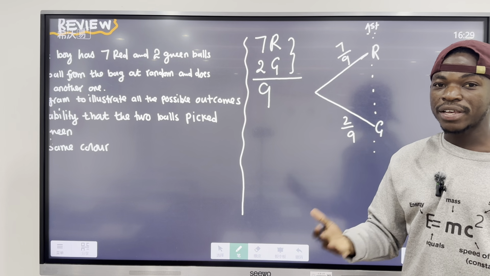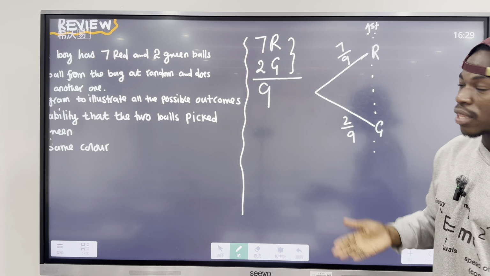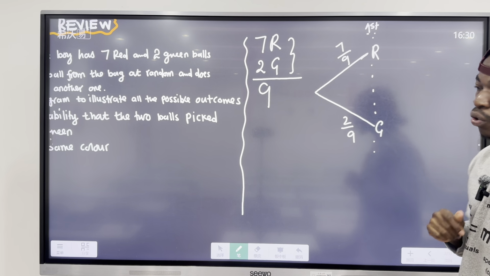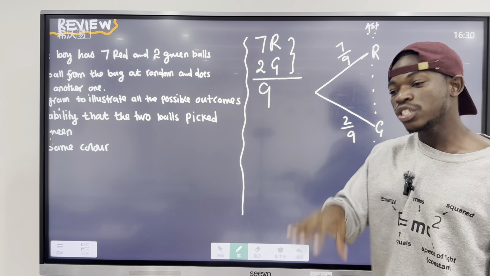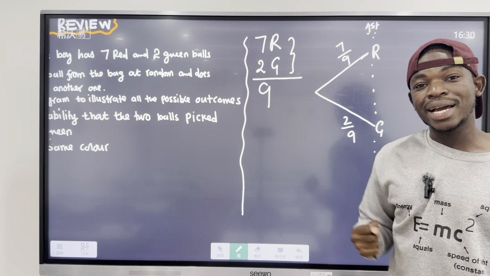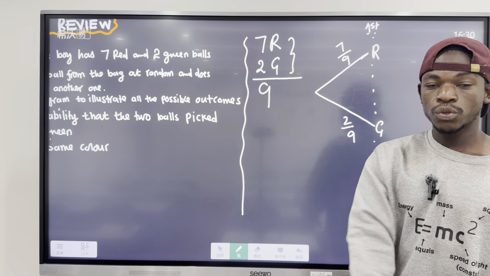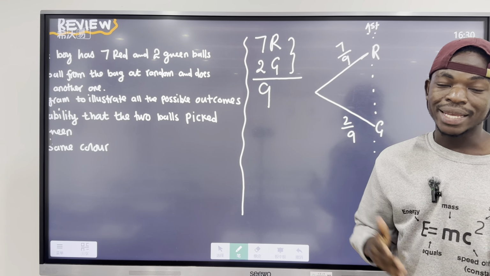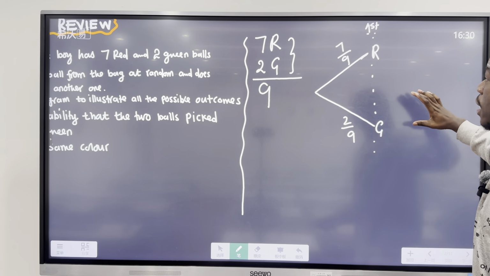So we are done with the first selection. In the first selection, it's either they picked red or green, and these are the probabilities. Then let's now go to the second selection because this person continues. But remember, once they pick at first, they are not replacing. So if you don't replace, you're going to change the total number of balls that remain in the bag. So what will happen in the second selection?